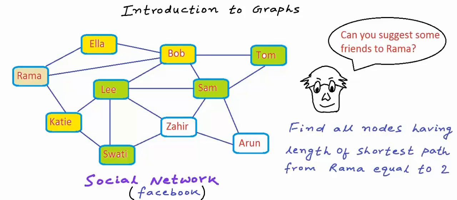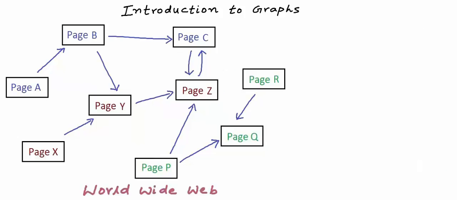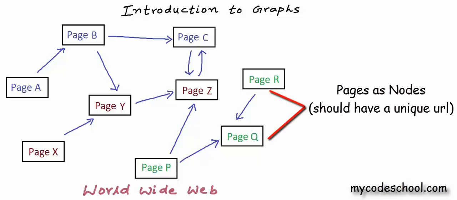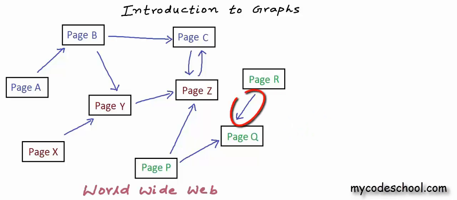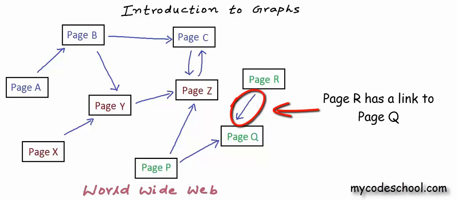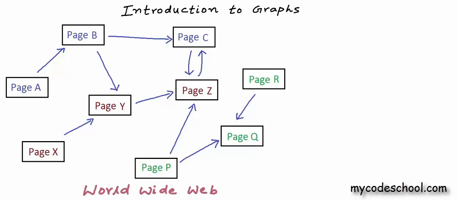Now let's have a look at another example. Interlinked web pages on the internet or the World Wide Web can be represented as a directed graph. A web page that would have a unique address or URL would be a node in the graph, and we can have a directed edge if a page contains link to another page. Now once again, there are billions of pages on the web, but I can show only few here.